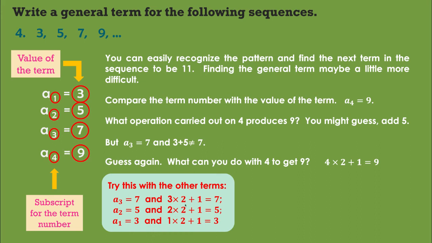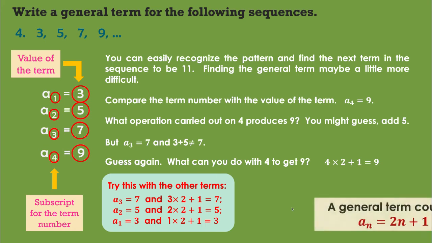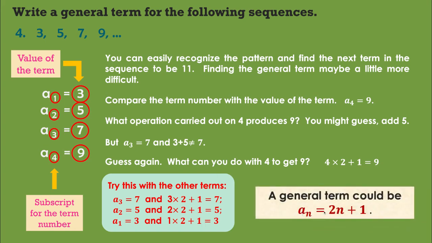Therefore, the rule here is to multiply n, these are our n's, this 3, 2, and 1. So, multiply n by 2. So, n times 2, or that is 2n. Add 1, so plus 1. Therefore, the general term here will be a sub n equals 2n plus 1.